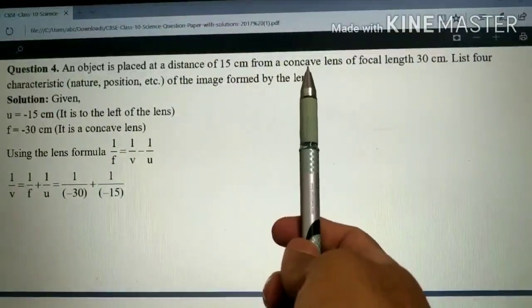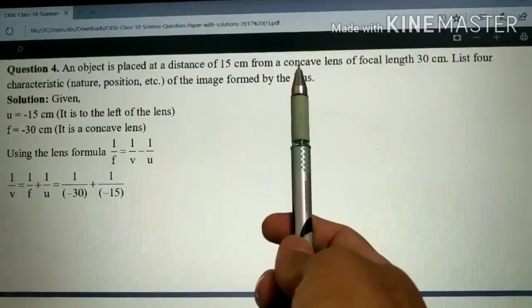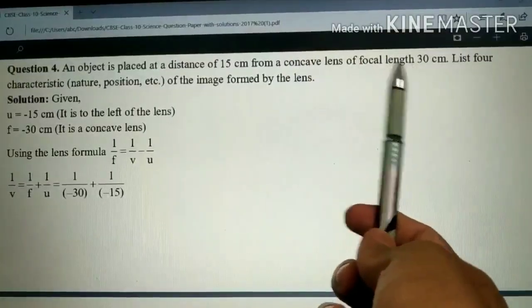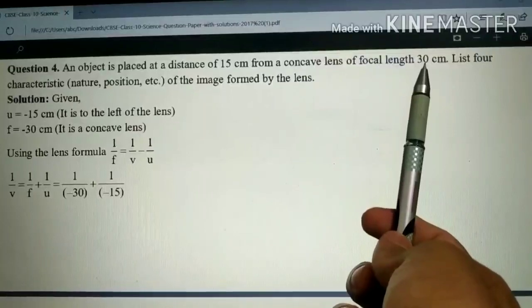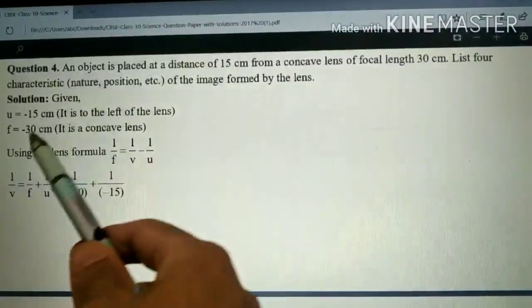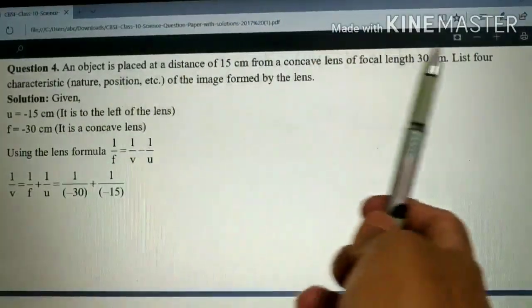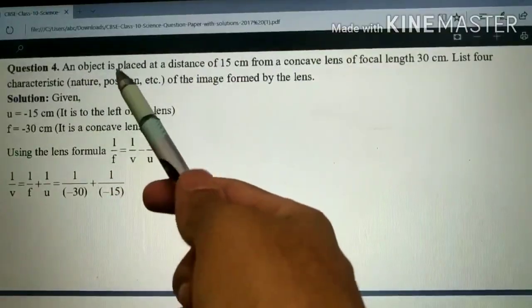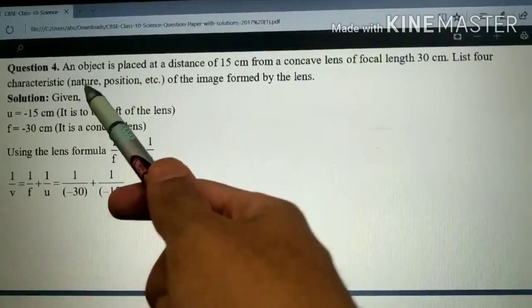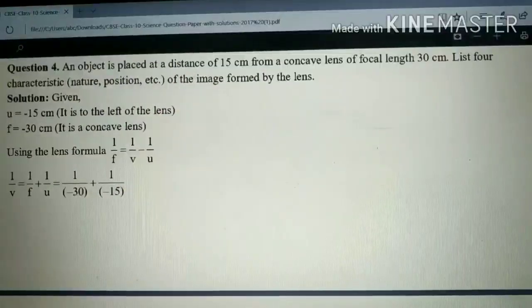Then a concave lens is given. For a concave lens the focal length is negative. So what is the focal length? Focal length 30, but because it is concave we take minus 30. And now find the nature. Position means you find v, and nature means you have to find whether it is erect, virtual or real, inverted. You have to discuss all that.